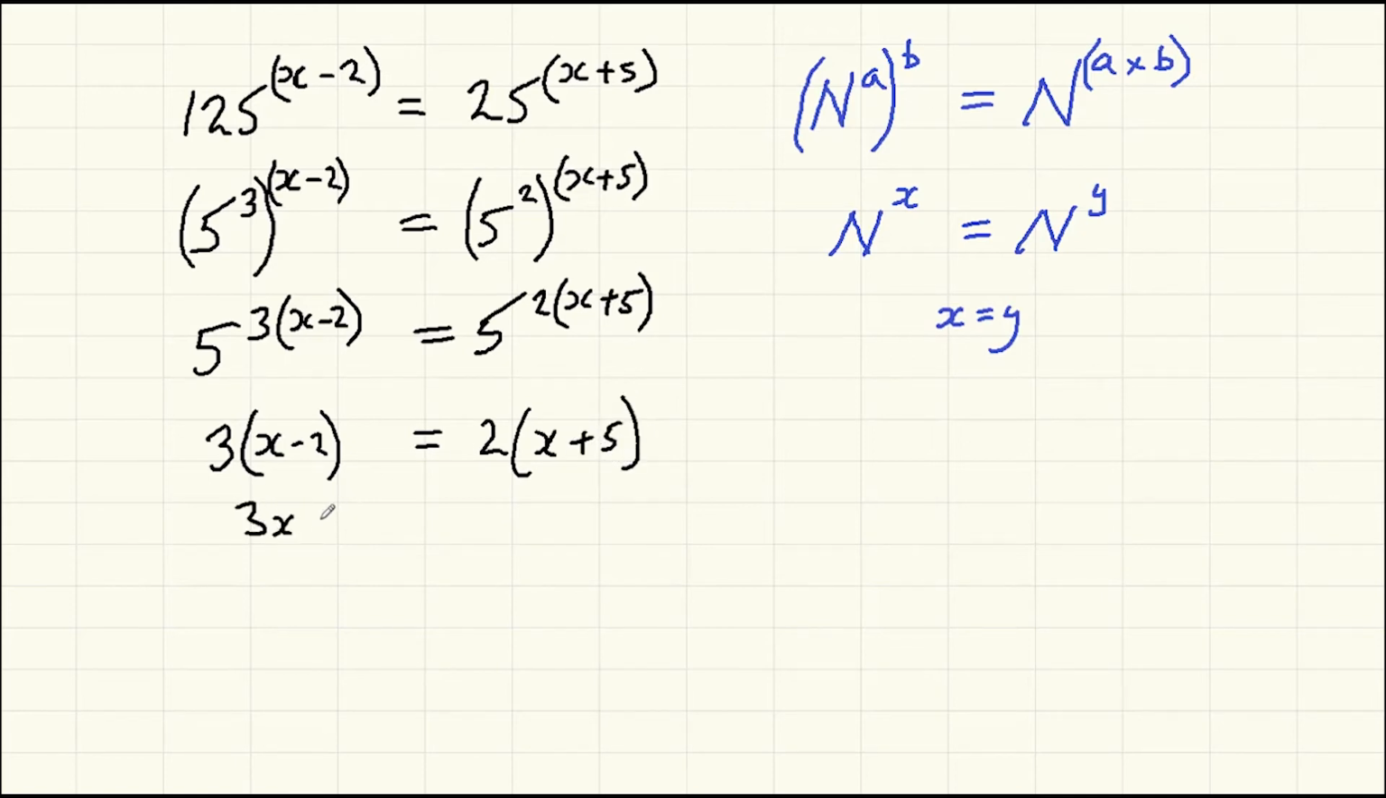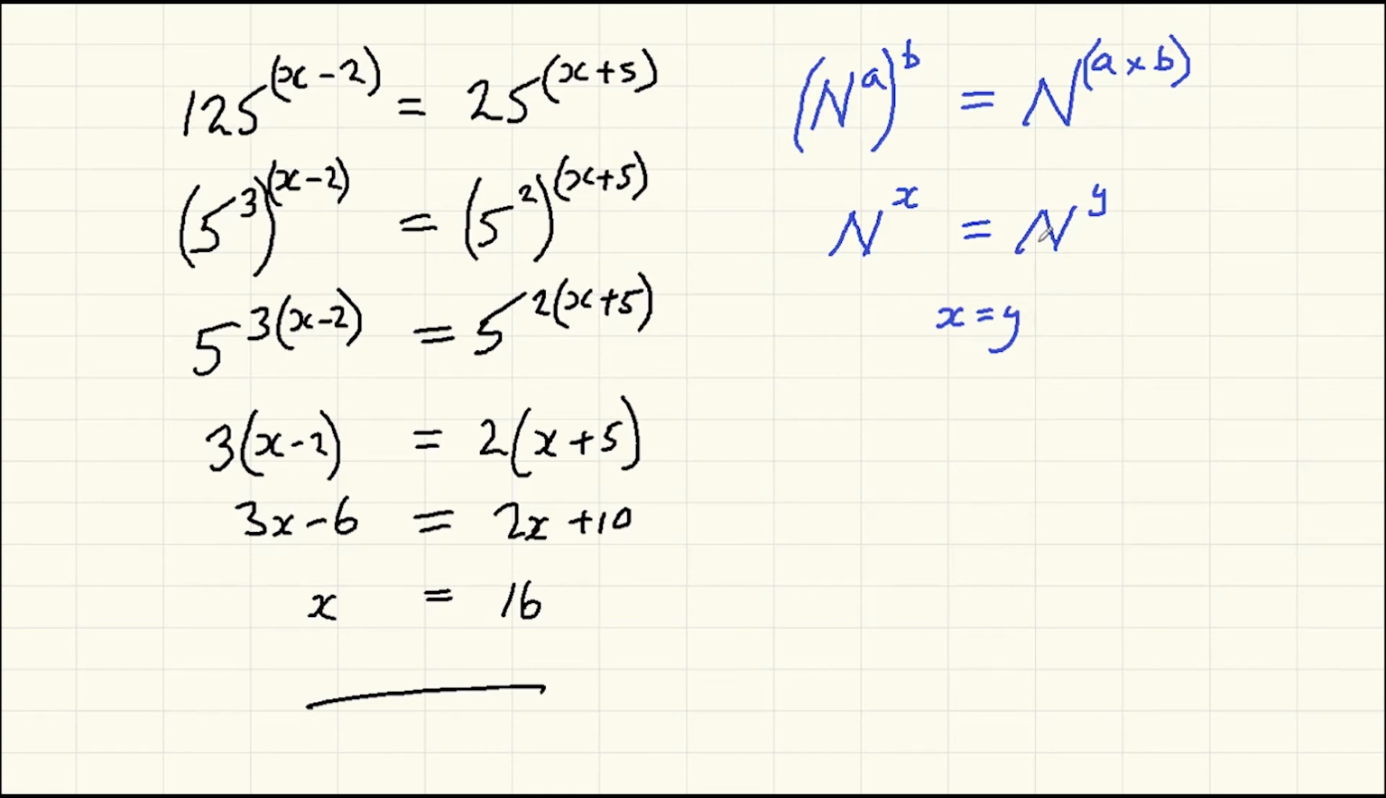Therefore, 3x minus 6, multiplying out, is the same as 2x plus 10. If we now deduct 2x from both sides, we get x, and if we add 6 to both sides, we get 16. So that's it. Our answer is 16. And I think you'll agree, if you understand these two relationships, that wasn't too bad.